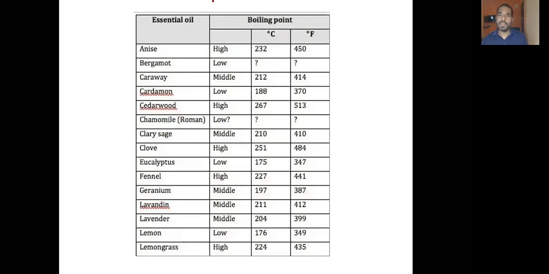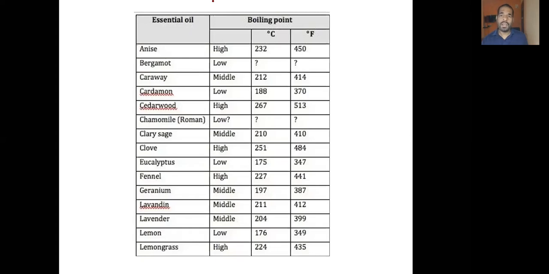Anise oil has a very high boiling point, like 232 degrees centigrade. Caraway oil has a middle-range boiling point, like 212 degrees centigrade. Then cedarwood oil, clove oil, then fennel oil.